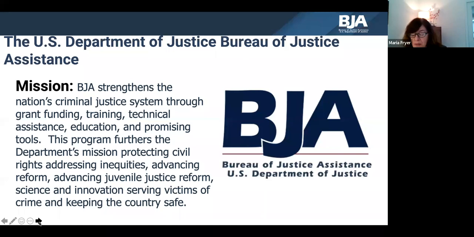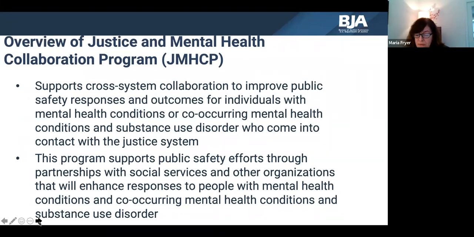So the goal of JMHCP and the grant program itself is to develop collaboration across the criminal justice system and behavioral health systems, from law enforcement to pretrial to courts, jails, and community supervision, and to learn how to have successful partnerships that increase efficiencies and improve public safety and outcomes for people with mental health conditions, and co-occurring mental health conditions and substance use disorders, who come in contact with the criminal justice system or are in the criminal justice system. So again, we're so happy to have you here today, and we're going to talk more about the importance of grants management and how it relates to the success of your program.